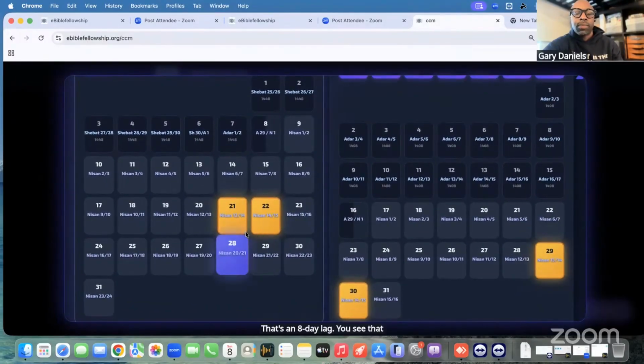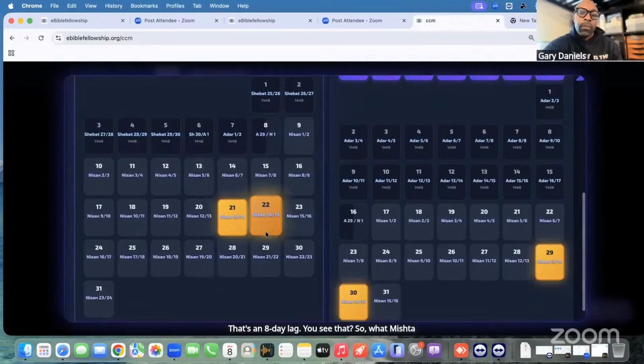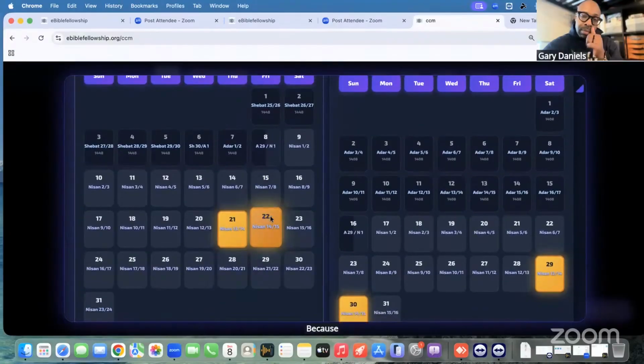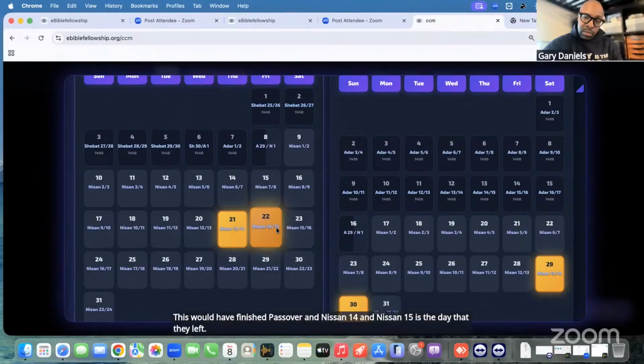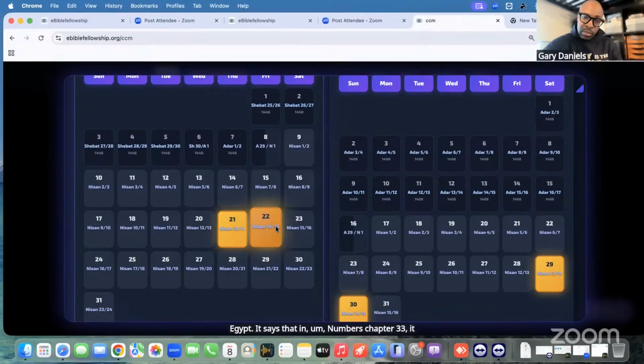Right. So what Mr. Camping thought is, well, let me see, because God in the Bible, for some reason, highlights that they left Egypt the next day. This would have finished Passover on Nisan 14, and Nisan 15 is the day that they left Egypt. It says that in Numbers chapter 33. It says they went out on the morrow of Passover, and it said it was the 15th.